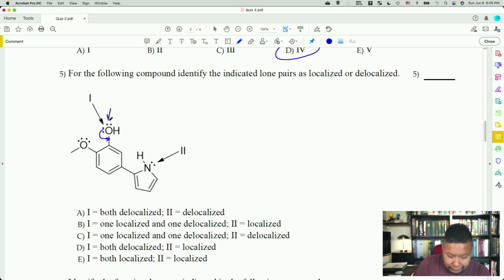Okay. Or vice versa. Okay. But this one here, the second lone pair there, it doesn't do it, right? It doesn't do any bonding at all. Okay? So that means it's localized.